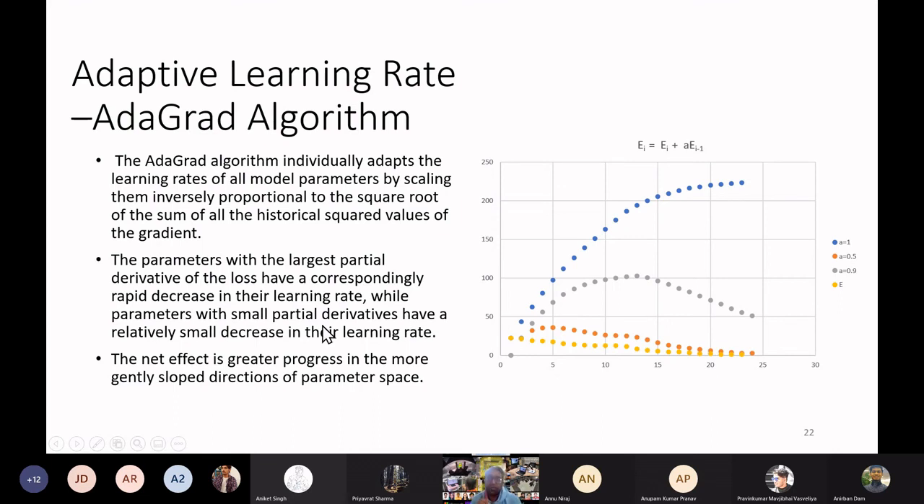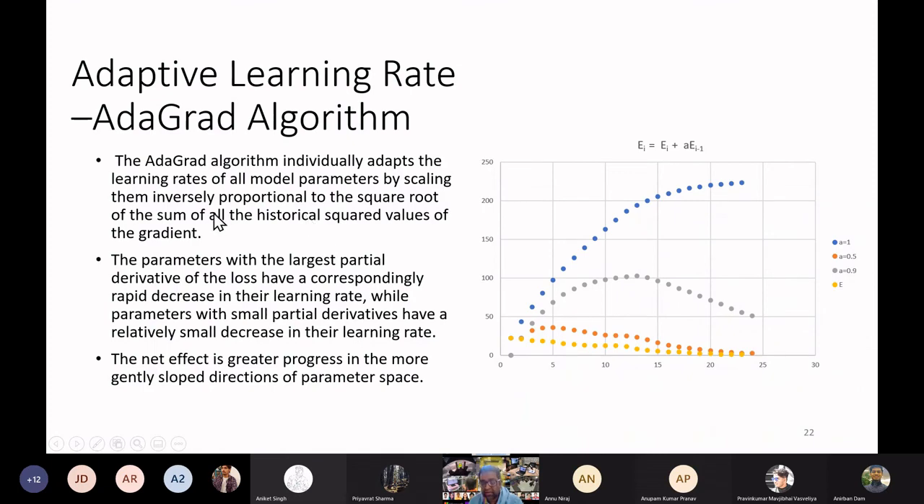So in AdaGrad, one problem is that it can be proved for convex functions. It converges and gives good results for convex functions, but not too well for non-convex functions. And one reason is that this AdaGrad algorithm keeps on accumulating the error. So it's scaling them inversely proportional to the square root of the sum of all the historical squared values of the gradient.